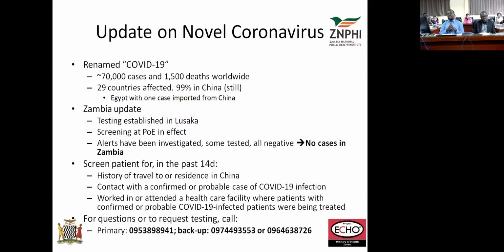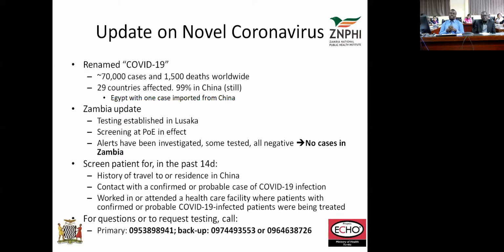29 countries have been affected, 99% of course still in China. For the first time, we have recorded a case that has been imported from China onto the African continent, which is Egypt. So we know that now we have got a case reported in Africa. In Zambia, there is testing that has been established in Lusaka, and definitely screening is occurring at all points of entry, which is the borders, the airports, and all that.